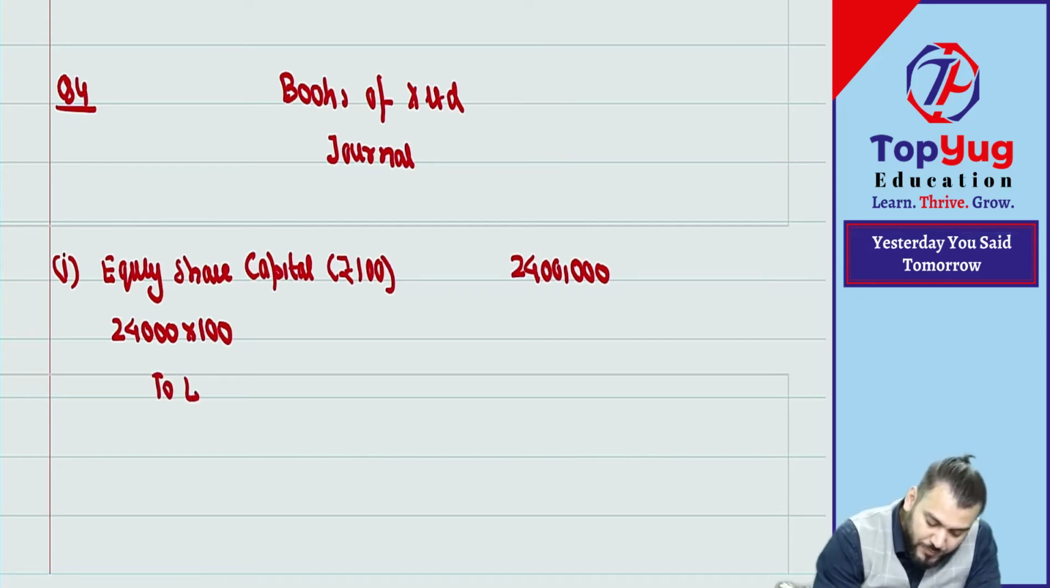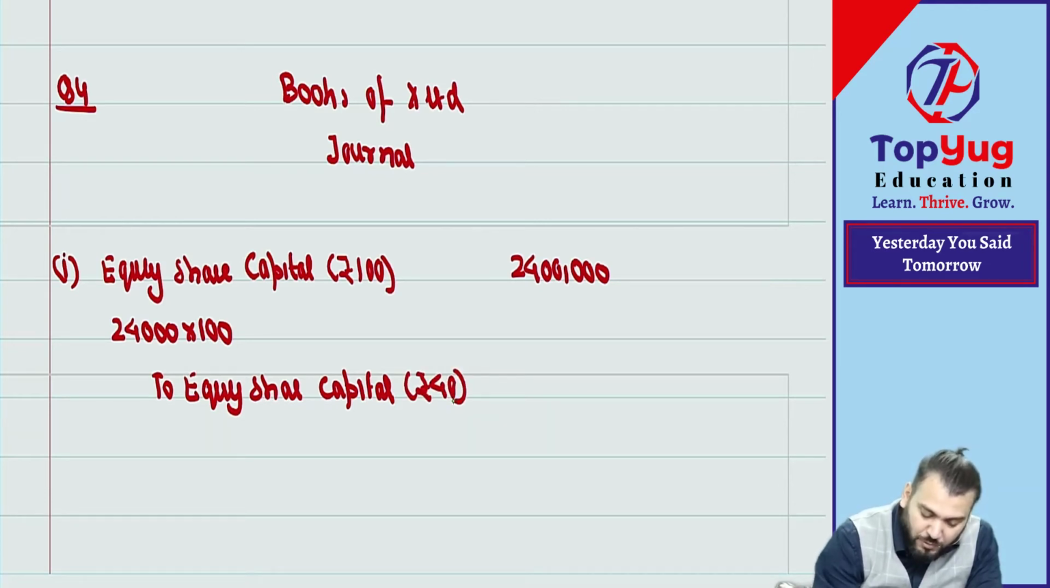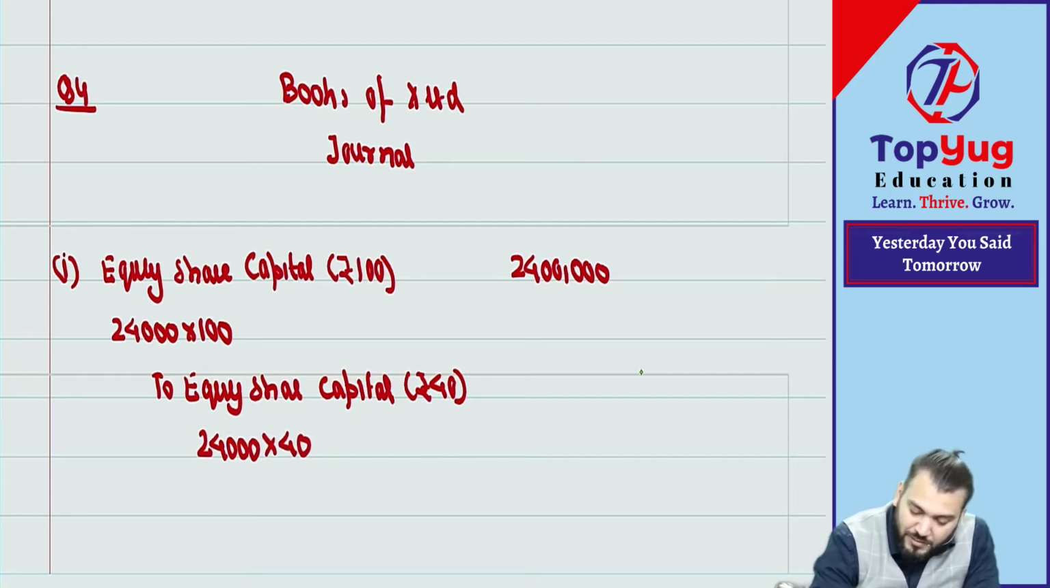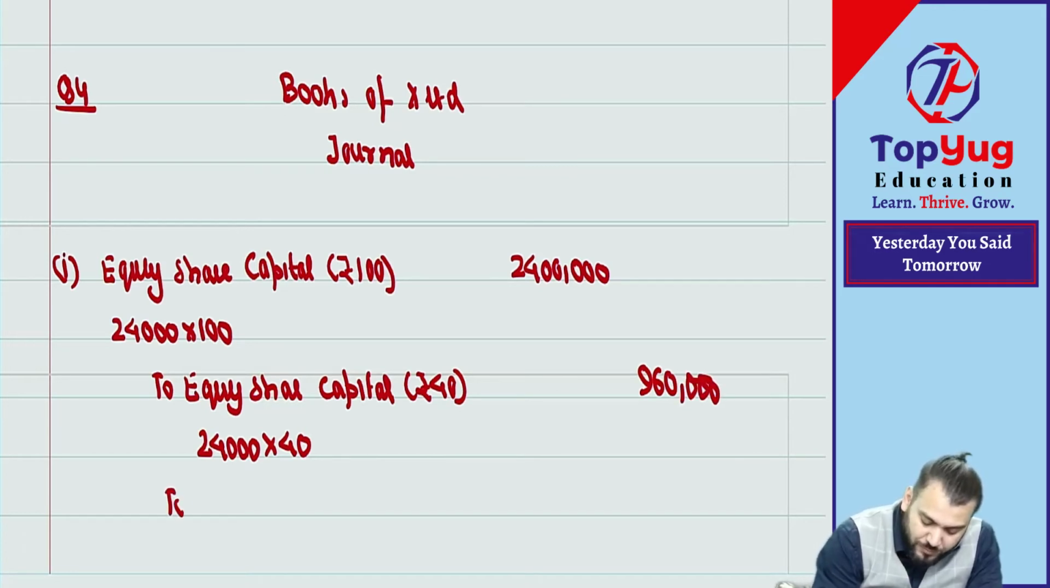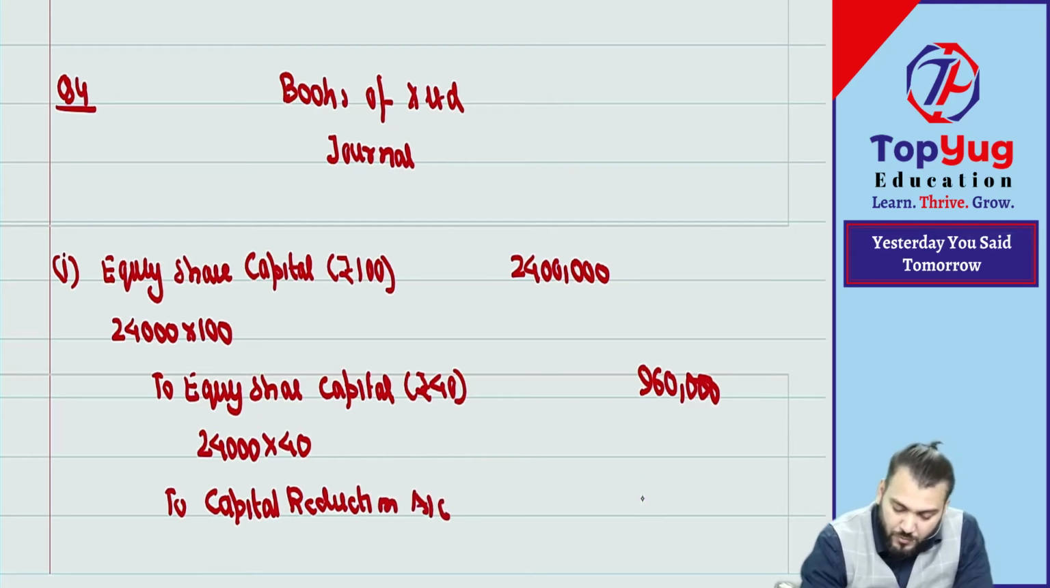To what? Equity share capital of rupees 40. So this will be 24,000 into 40, that is 9 lakh 60,000. The balance will be transferred to which account? Capital reduction account. How much? It is 14 lakh 40,000. Got it?